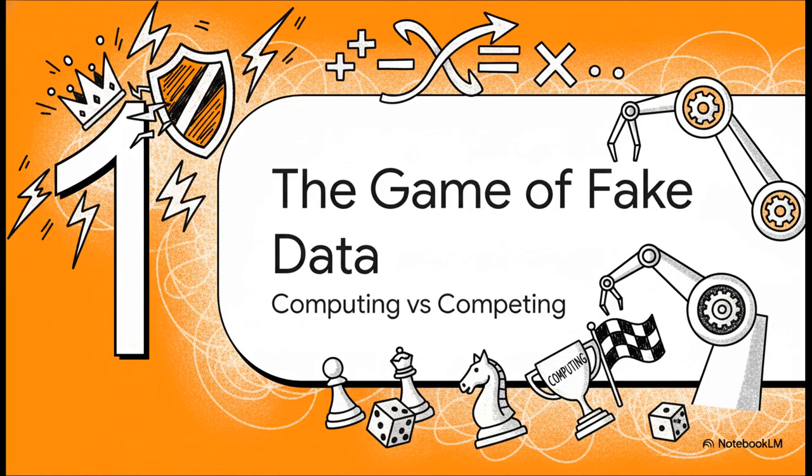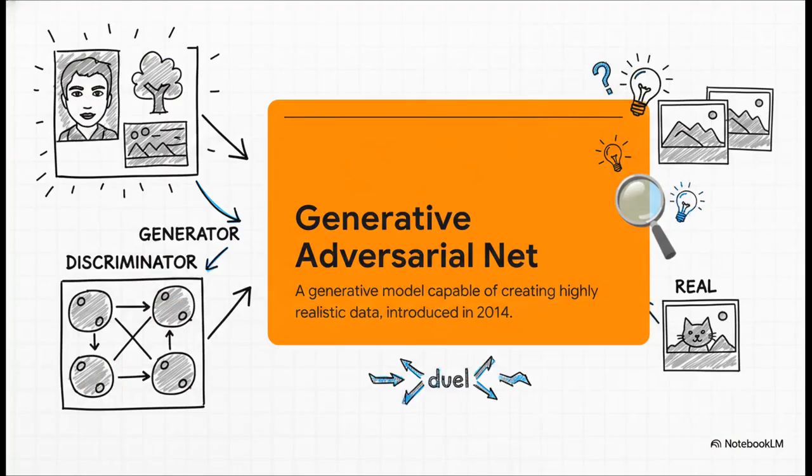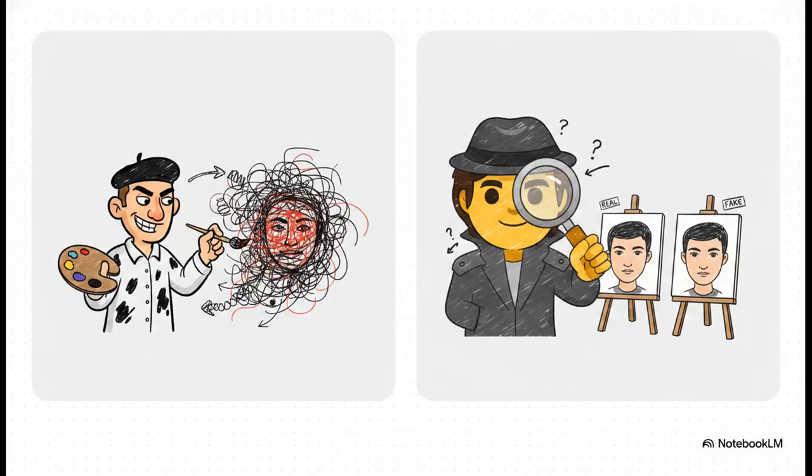All right, Section 1, the game of fake data. Okay, so to really grasp GANs, you have to understand that at their core, they aren't just computing data. They're actively competing. Introduced to the world by Ian Goodfellow back in 2014, a GAN is this incredibly powerful class of generative models built for one very specific purpose, which is creating highly realistic synthetic data. But you see, the real genius here wasn't just in what it outputted, it was in the architecture itself. A GAN isn't just one single neural network, it's actually 2 networks, and they are locked in this relentless, never-ending duel. It's literally like a classic game of cat and mouse.